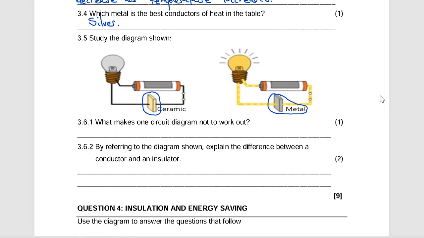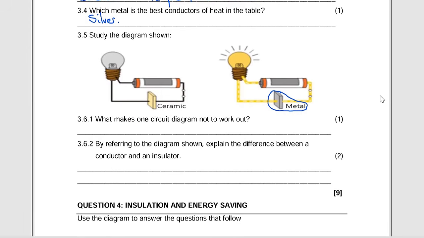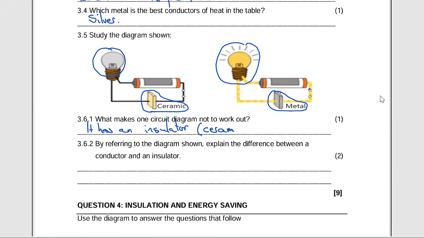So it means this one here, the first one there, you can see the bulb is not on, right? It's not burning. And then this other one is burning bright there, right? So you can see all these electrons are moving like that. This one is not on. What makes it not on is this ceramic there, which is more of an insulator. So I'm going to say it has an insulator, right? Which insulator do we have there? It's ceramic, like that.